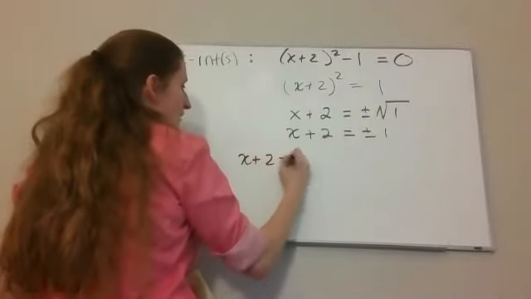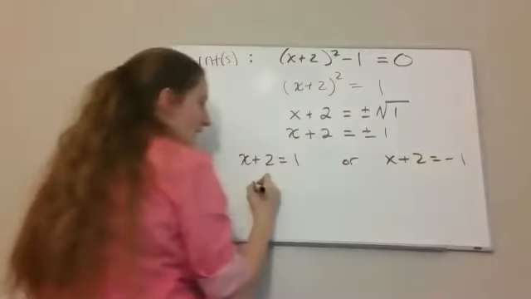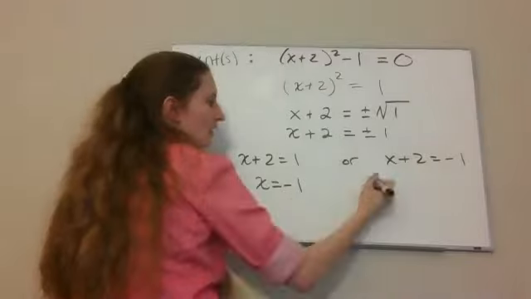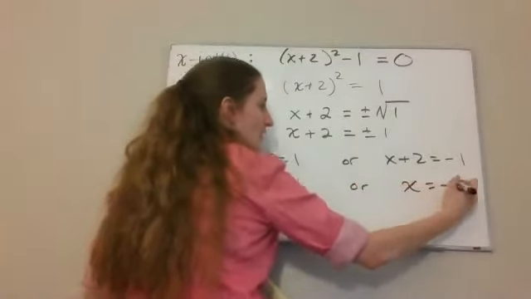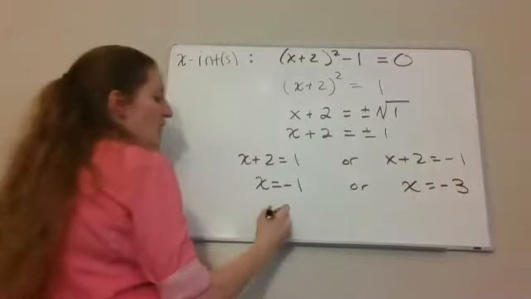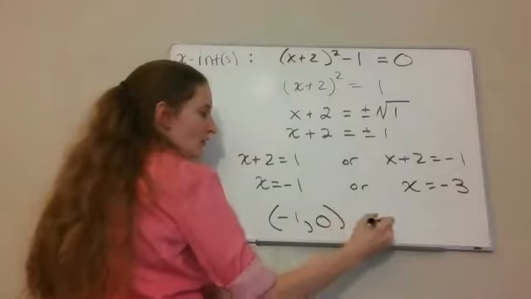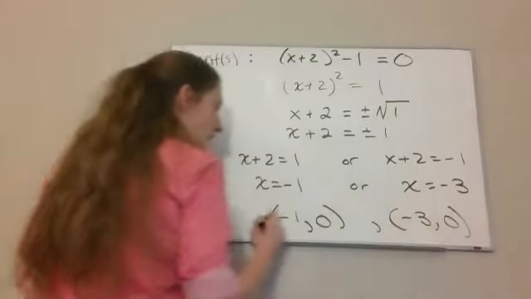If X plus 2 is equal to 1, I get X is equal to -1. And if I get X plus 2 is -1, I get X equals -3. So my X-intercepts are the points -1, 0 and -3, 0.